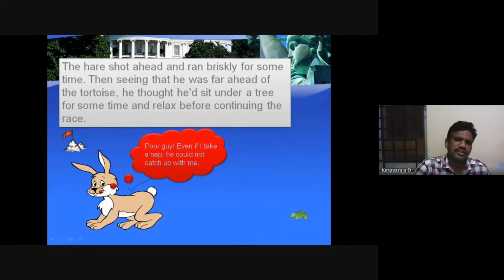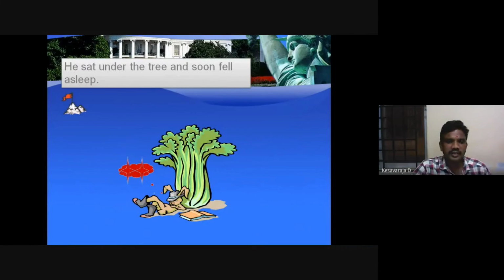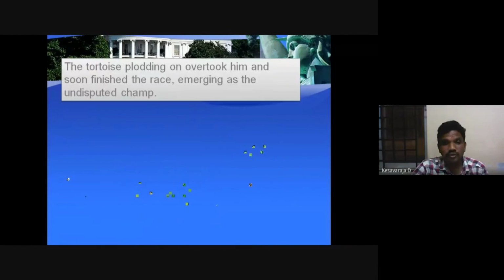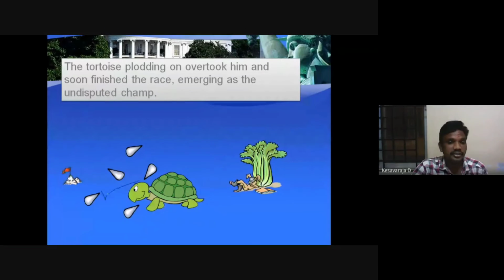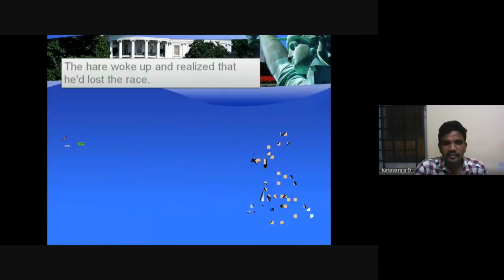Hare ran faster than the tortoise. Tortoise moved slowly. Then there was a huge distance between the hare and the tortoise. So the hare took a rest under a tree. The tortoise slowly moved and reached the destination. Now, what's the moral behind the story?